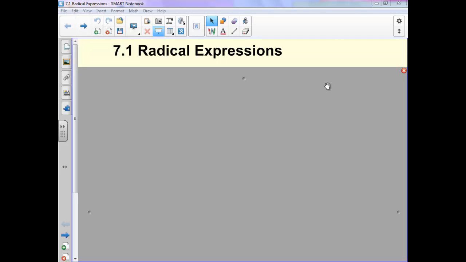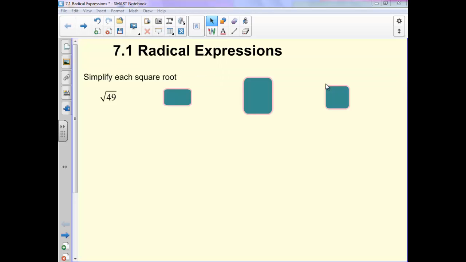This section is radical expressions, and we're going to start with simplifying. So we're going to first start by looking at the square root. So basically think what squared will give us 49. Our answer is 7.